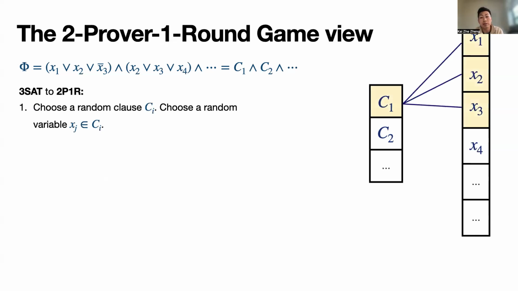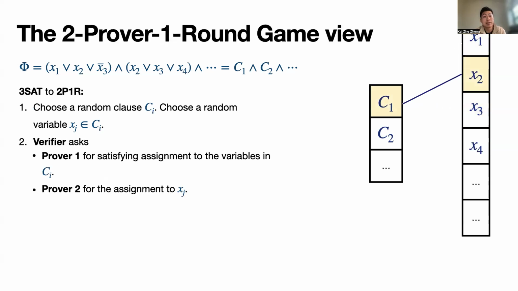What they do is first choose a random clause Ci. Then from this clause, they'll choose a random variable appearing inside the clause. After that, they will send the clause to one prover, and then they'll send the variable to another prover. And they'll ask for assignments to each. So prover 1 will respond with a satisfying assignment to the clause Ci, while prover 2 will respond with an assignment to a single variable xj.